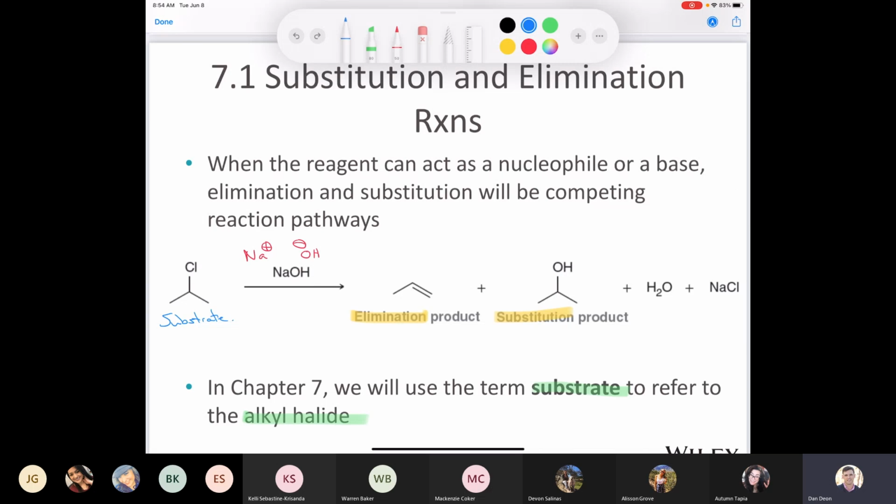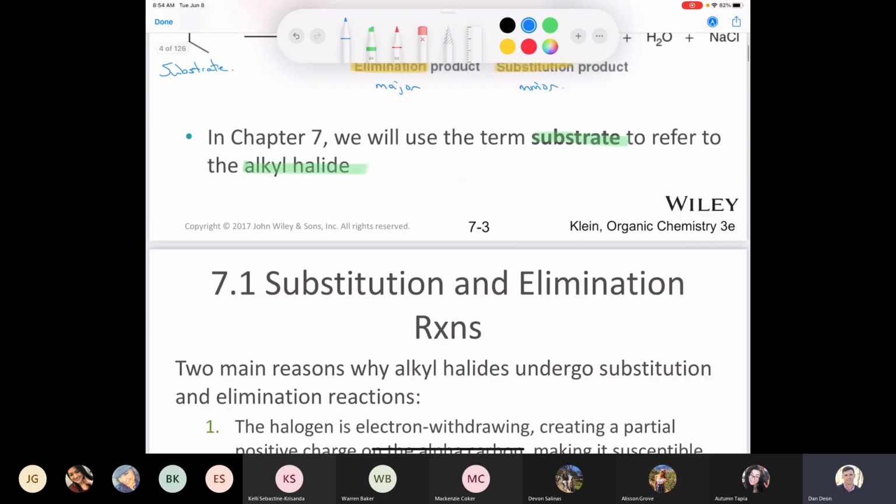Well, what happens is if you were to do this reaction with this specific substrate, what you would find is that the elimination product in this specific case would be the major product, and this would be the minor product. And again, once we finish this chapter, we're going to be able to evaluate or predict which one would be the major and which one would be the minor product.